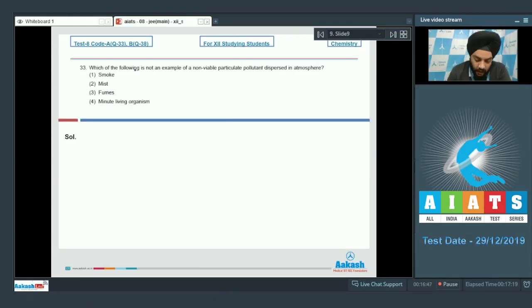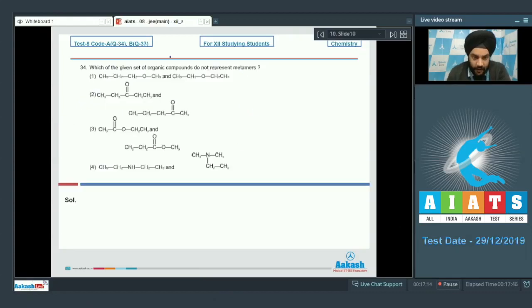Question number 33. Which of the following is not an example of a non-viable particulate pollutant dispersed in the atmosphere? So students, the viable particulate pollutants are the minute living organisms. So students, for question number 33, we have to mark the correct answer as option 4. Let us look at the next question now.